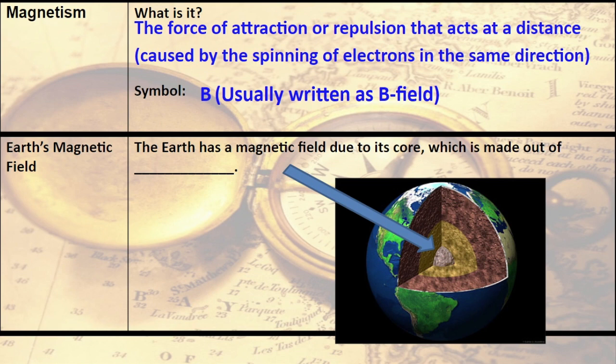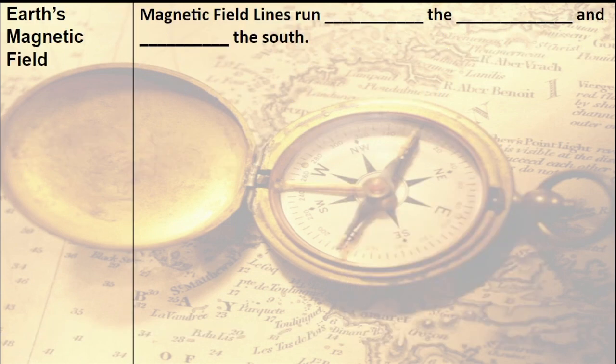Let's take a look at Earth's magnetic field. Well, the Earth has a magnetic field due to its core, which is made out of molten iron. So the molten iron inside the Earth's core is constantly churning and moving around, and that's what's producing a magnetic field. Let's talk a little bit more about the Earth's magnetic field, and we can say that the magnetic field lines are going to run out of the North Pole and into the South Pole.